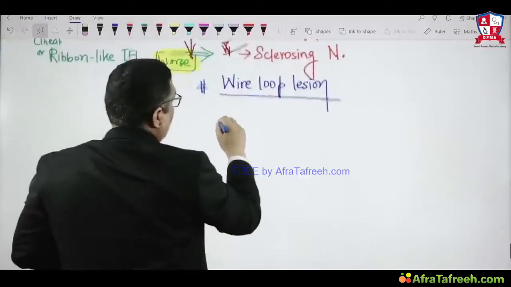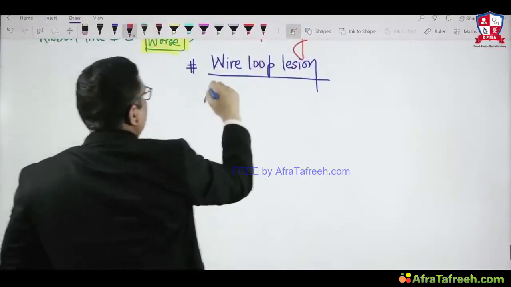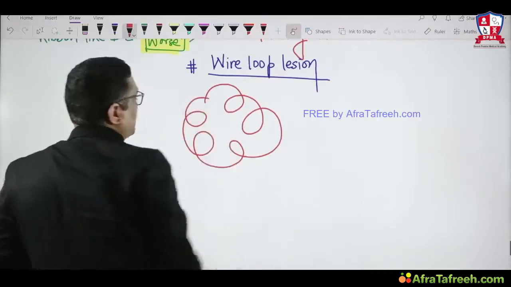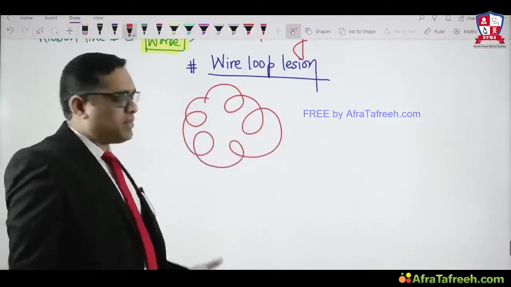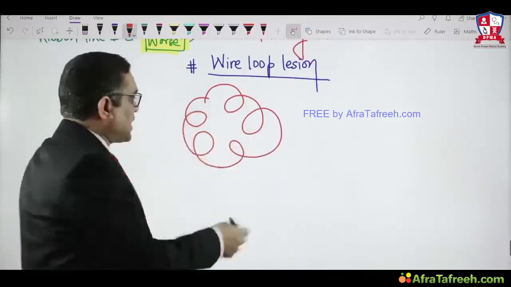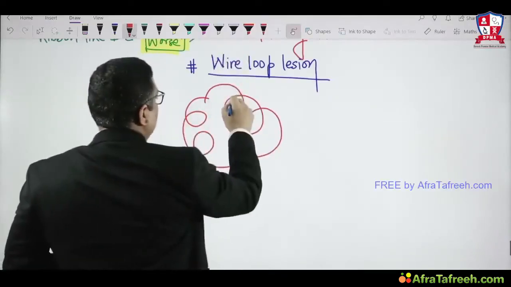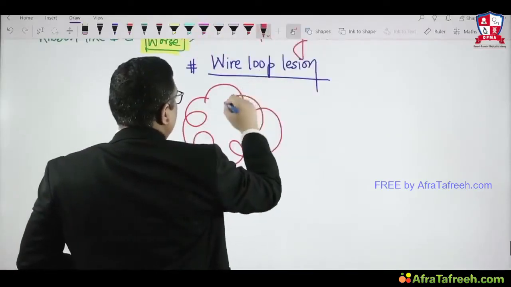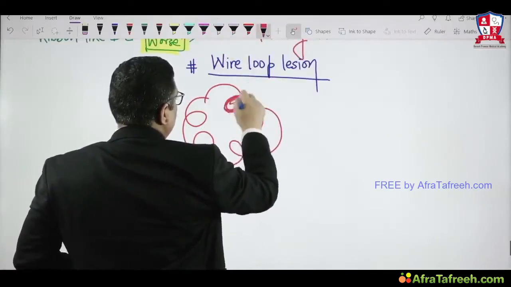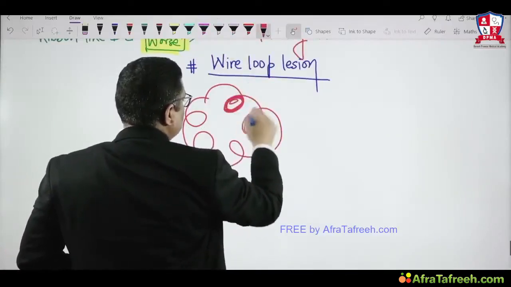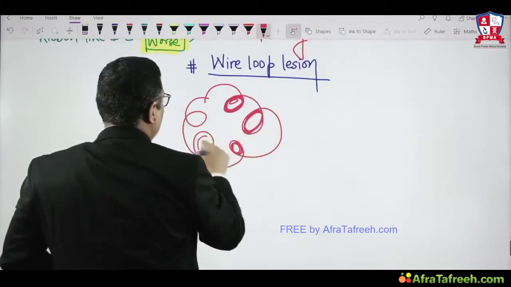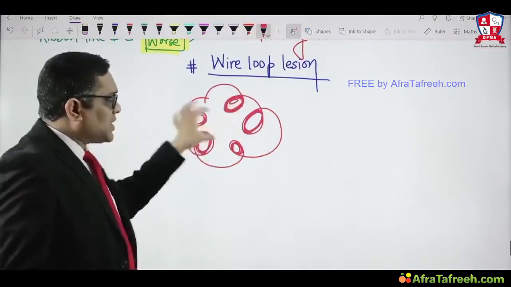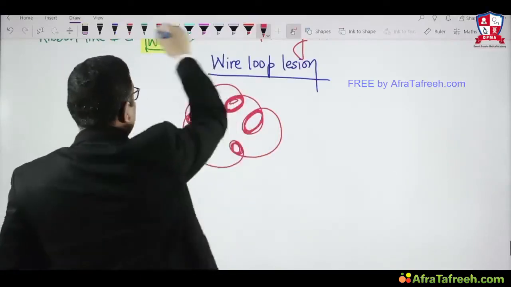Suppose I am showing you a renal biopsy, and these are the capillaries. These capillaries have a basement membrane and there is an endothelium above the capillaries. Just a schematic diagram: suppose this is the endothelium here. The deposit will be just below the endothelium, like this. So you will be seeing a subendothelial deposit like this, and because this subendothelial deposit looks like a wire loop, it is called a wire loop lesion.